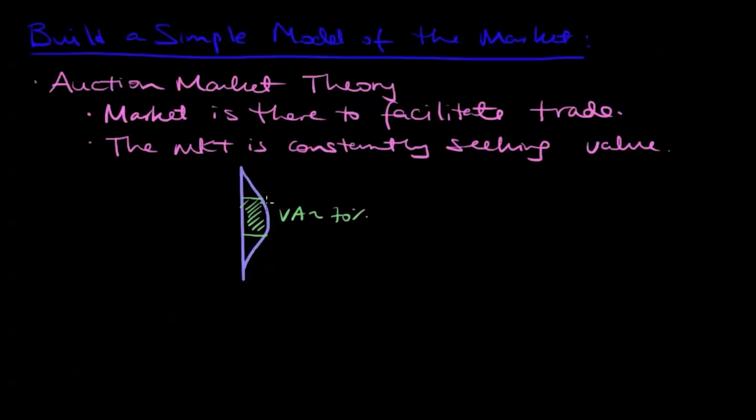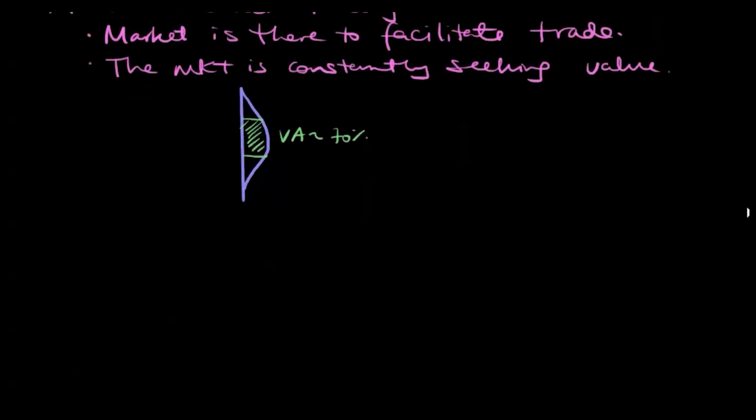So the market's constantly trying to find where it values something, values a security, values a product, values whatever it's trading. And in this case, we're trading futures. So where does it value this particular future? That's what the market's doing. It's trying to find value, and the market is just constantly moving from value area to value area, seeking new value. So that is the premise of the market, and it's there to facilitate trade, like we said.